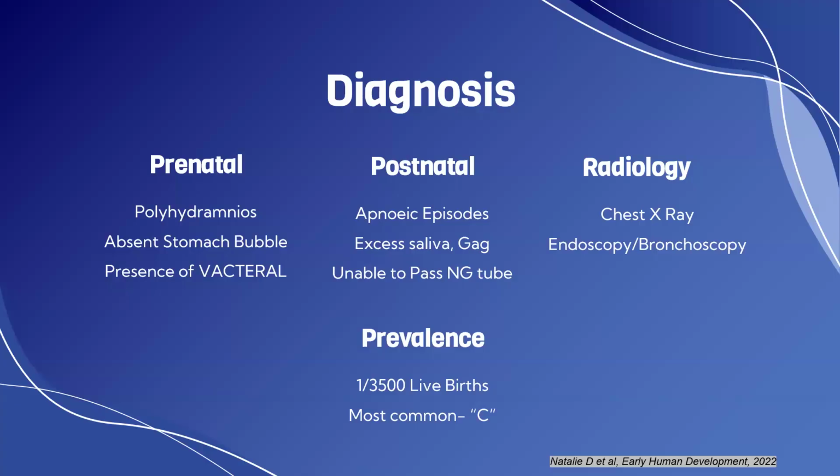Postnatally, babies born without antenatal detection usually will present within the first few hours or days of life with excess saliva, coughing and gagging during feeds. Occasionally, they will also have apneic episodes due to aspiration of milk. Diagnosis is confirmed or ruled out by passage of a nasogastric tube, and if this coils in a dilated proximal pouch on a chest X-ray, the diagnosis is confirmed. Prevalence of tracheoesophageal fistula is about 1 in 3,500 live births, and the most common will be type C1.